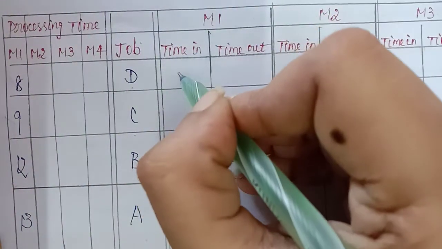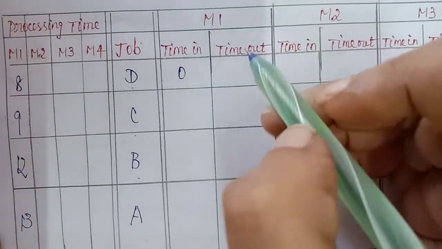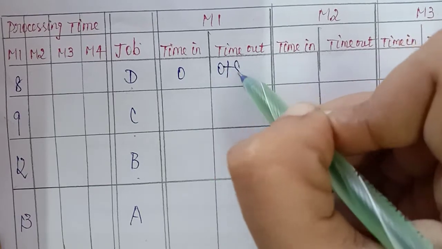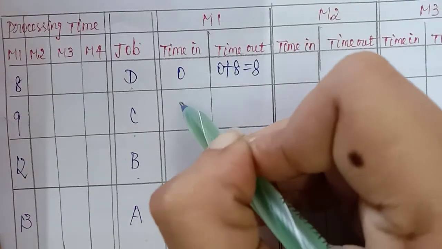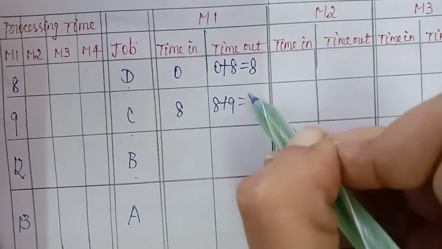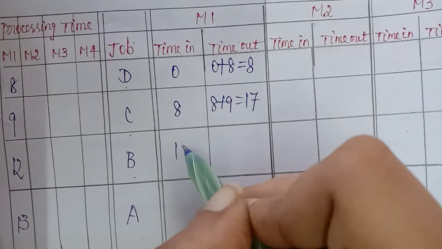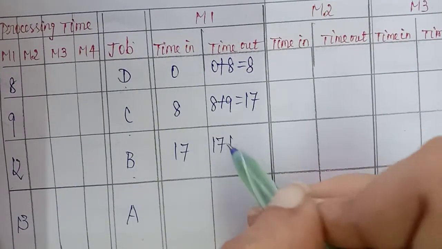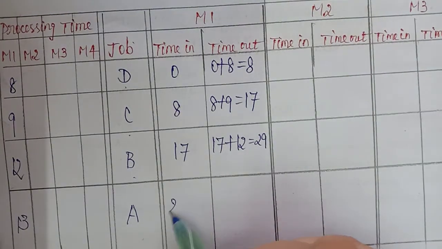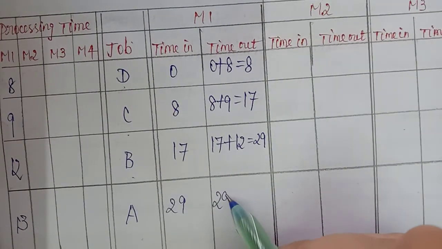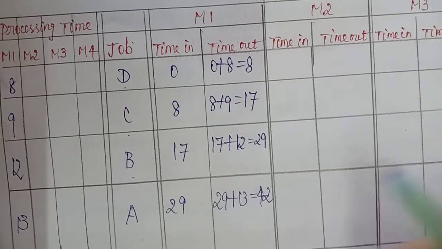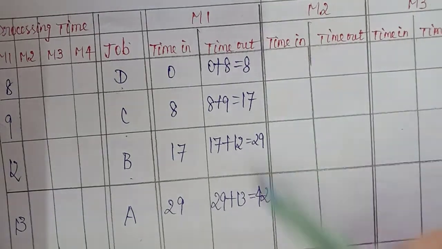Now for all the jobs, the first time in of the machine M1 is 0. With 0 you have to add the processing time 8. So 0 plus 8 is 8. Then the same 8 you put in for the second job. Then 8 plus 9, 17. Then 17 plus 12, 29. Then 29 plus 13, 42. Okay, so M1 calculation is over.